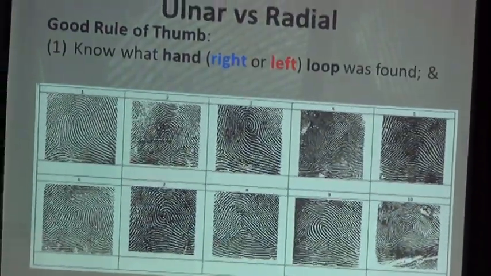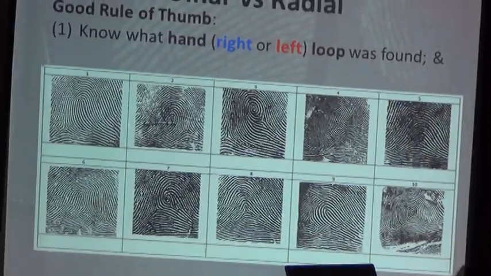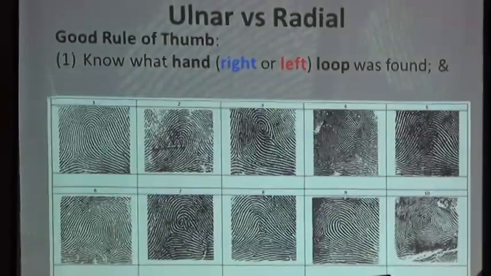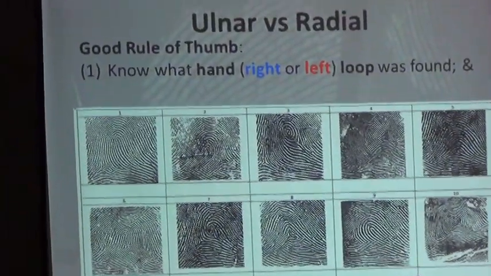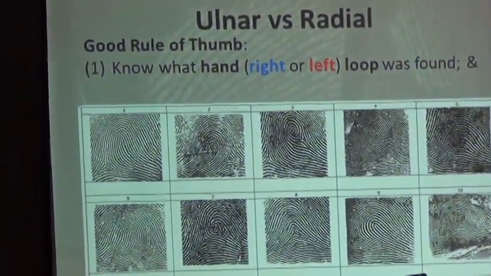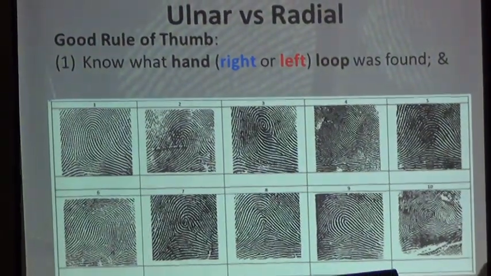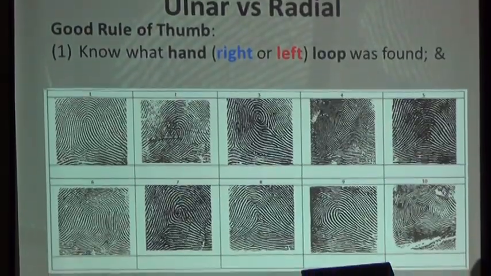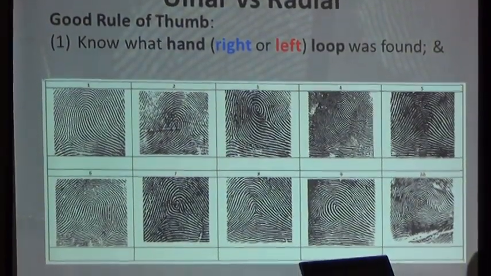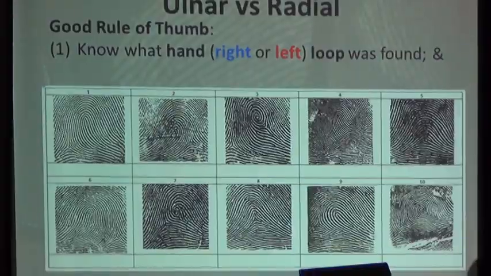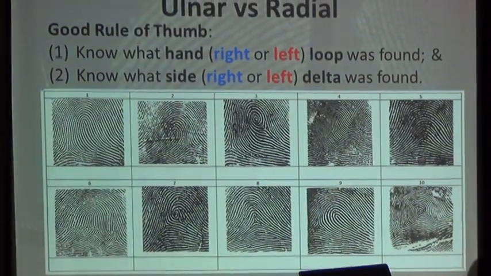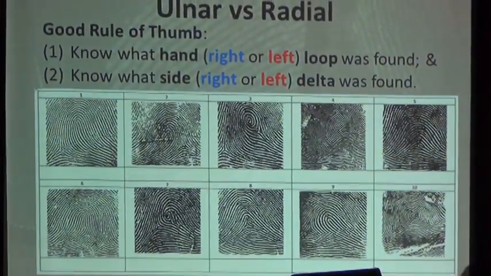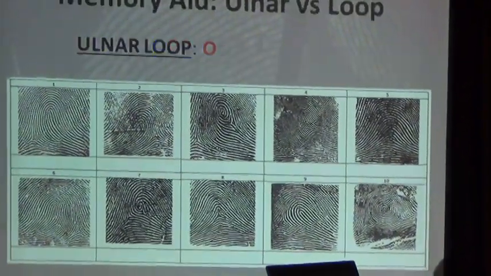This is a good rule of thumb, and I saw this one, although this is not found in the book, but this is a fair observation. I saw this one in the American Institute of Applied Science, in their training manual. The good rule of thumb is that you know what hand, either right or left, the loop was found. And second, know what side, either right or left, the delta was found. Try to consider this one.